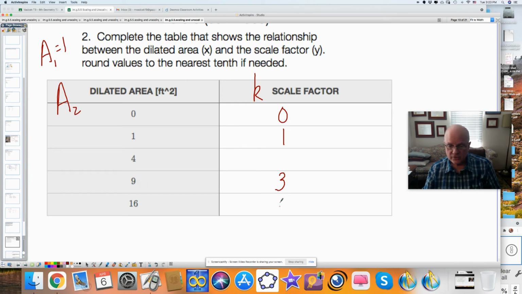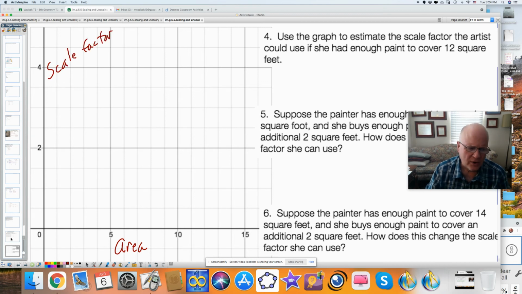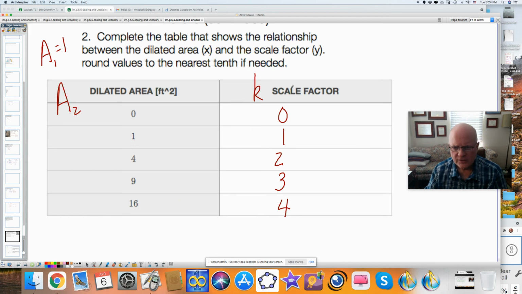If my scale factor was 4, I would get 16, and this is 2. You could plot these points on a grid. This would be my area in square units, and this would be my scale factor, just like on our grid here, where this is my Y value and this is my X value. So how does the scale factor change with area?